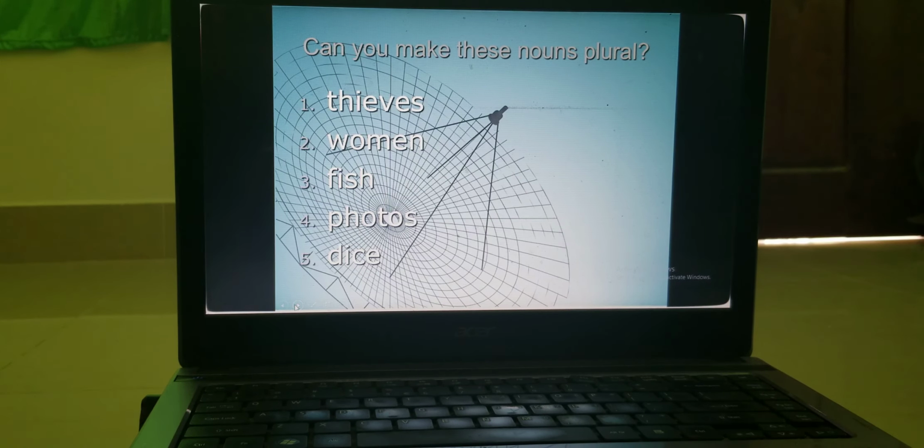Sheep, we change to sheep. With a change to Y, a change to VES. And number two, irregular plural noun, woman, we change to women. And number three, fish, photo. And number five, this.